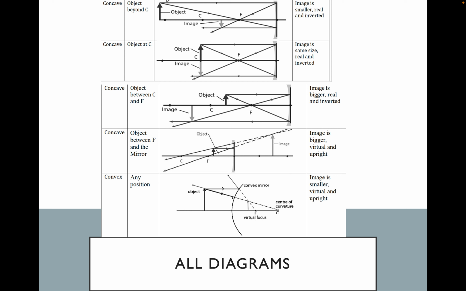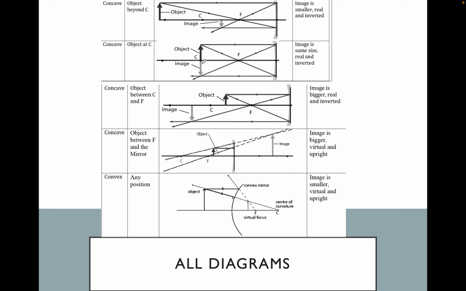We are beyond the C. You can see you'll just follow the line going along through the focus, the other one through the focus and over here. You'll find that if you're beyond C, the image is always going to be smaller. It'll be real because it's on this side. This is the wrong side. This is the correct side. And it'll be inverted, upside down.